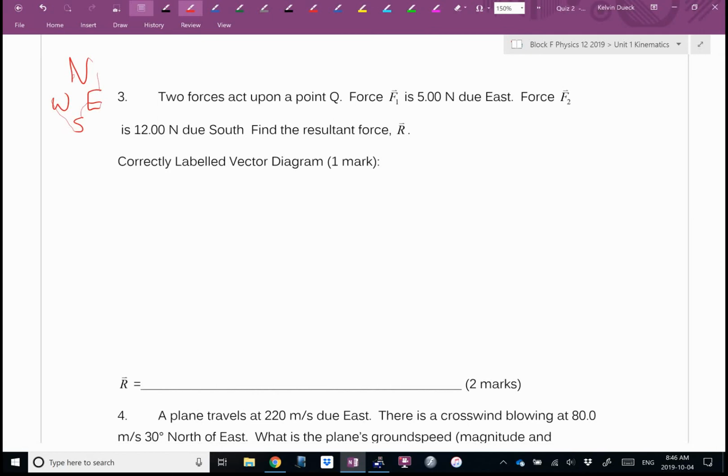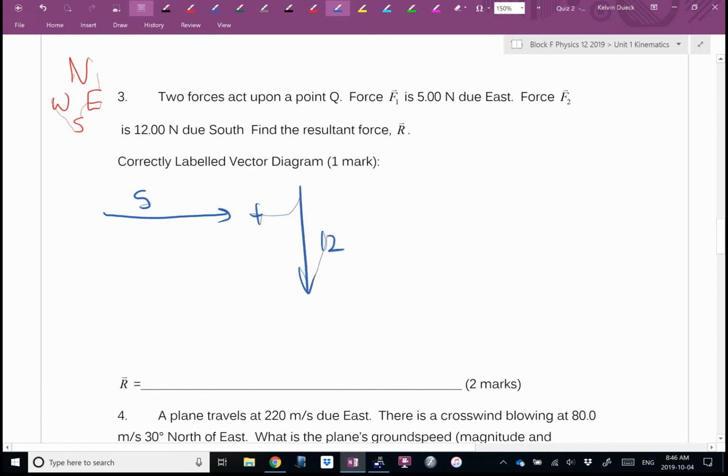Sorry. Force 1 is, we want the resultant force R. So we're going to label them, we're going to add them together. So it's going to look like this. 5 east plus 12 south.